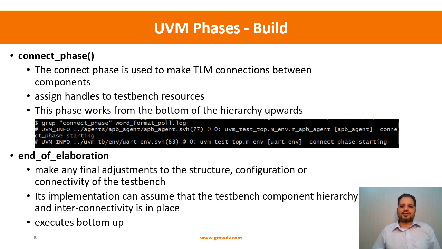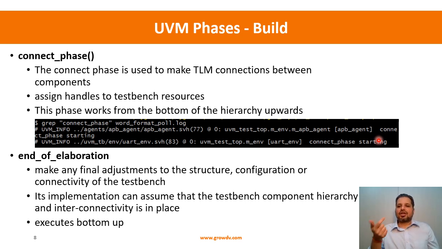So other subphases of the build, the primary build phase, are the connect phase and the end of elaboration. The connect phase is used to make a TLM connection between the components and then assign handles to the test bench resources. And this works bottom up in the hierarchy. I've put the simulation log file here to show you that if you look at these two messages, first the agent's connect phase is executing, and then the environment's connect phase is executing, showing that it is going bottom up. So generally your TLM connections are done over here.